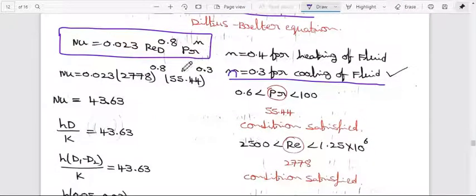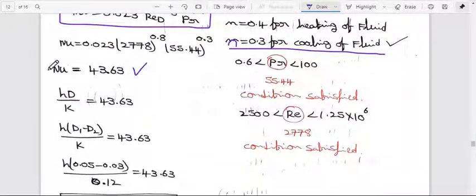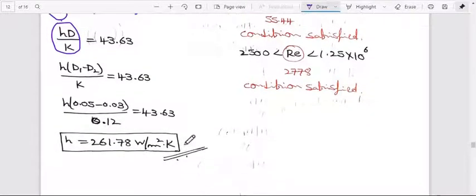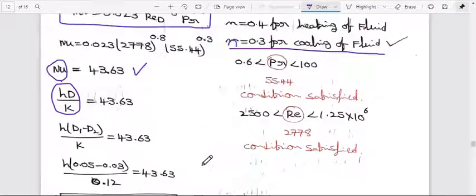I can substitute the Re value and Pr value in this equation. So the Nu value is obtained from this equation. After the Nu value is 43.63, we can substitute hD by K. Here the diameter means D1 minus D2, by K. So here the h value is 26 point this one.